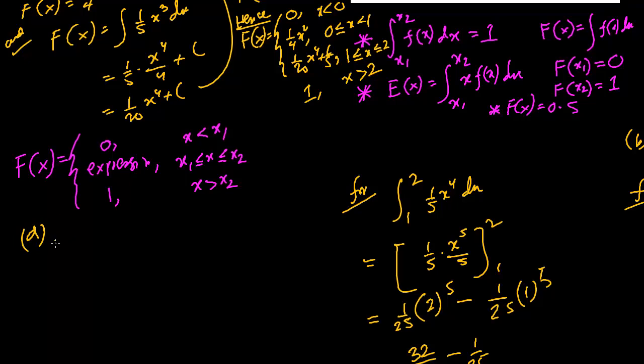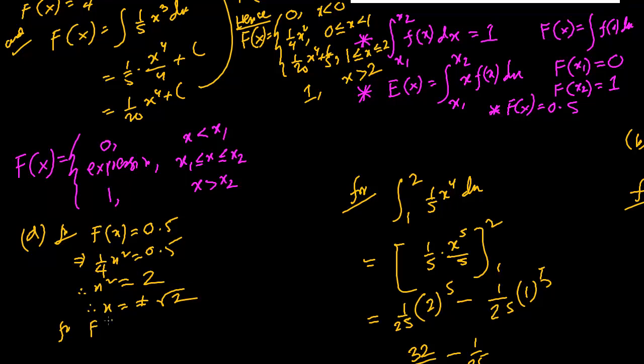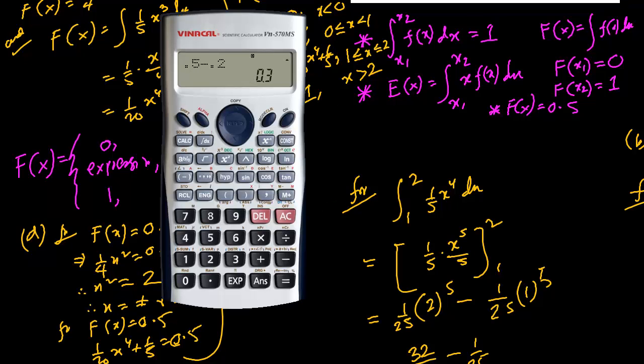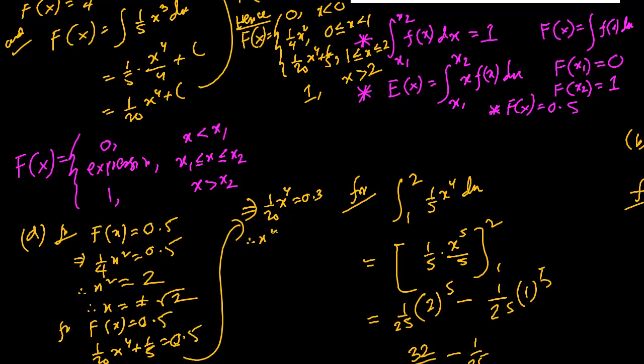Question D. Taking the first expression, for F(x) equals 0.5, it turns out to be 1/4 x squared equals 0.5. That is, x squared equals 2, if you multiply 0.5 with 4. That means x equals plus or minus square root of 2. Now for F(x) equals 0.5 in the second expression, we get 1/20 x to the power 4 plus 1/5 equals 0.5. That turns out to be 1/20 x to the power 4 equals 0.5 minus 1/5, which is 0.3. So x to the power 4 equals 0.3 times 20, which is 6. Remember, since it's an even power, it will be plus or minus fourth root of 6. Let's see which one is more valid.